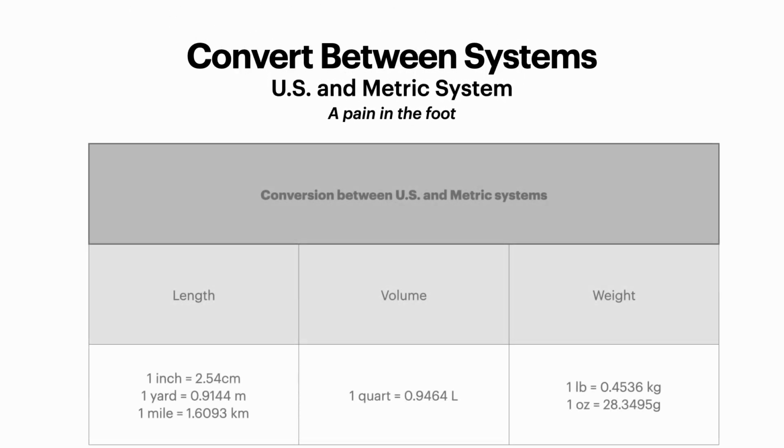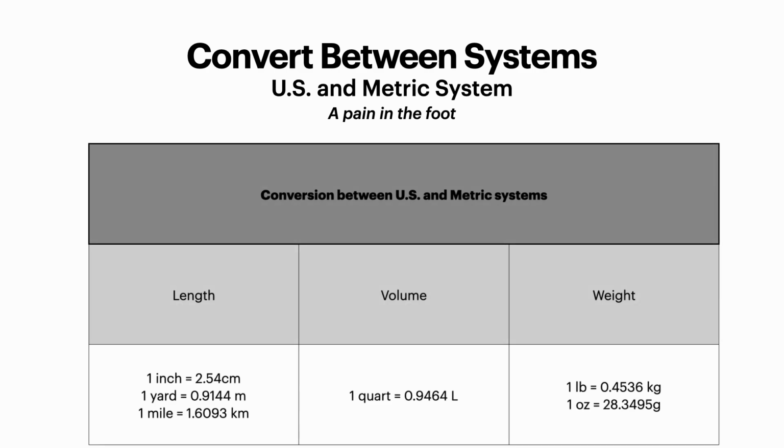Converting between the systems. This is a harder concept. US versus the metric system. Okay. So we have many different relationships on our sheet. 1 inch is 2.54 centimeters, 1 yard is 0.9144 meters, 1 mile is 1.6093 kilometers, 1 quart is 0.9464 liters, 1 pound is 0.4536 kilograms, and 1 ounce is 28.3495 grams.